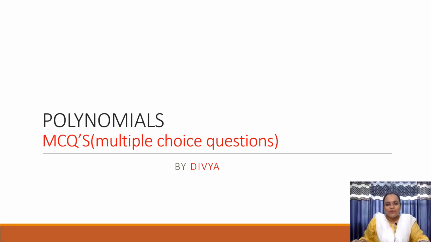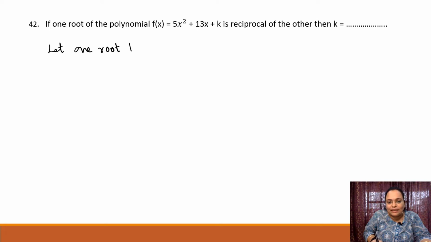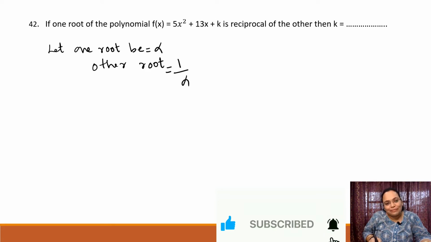In today's video, we will be covering multiple choice questions from the chapter Polynomials. The next question is, if one root of the polynomial is the reciprocal of the other, let one root be alpha. If one root is alpha, what will be the reciprocal of the other root? The other root will be 1 by alpha. Right? If one root is alpha, the other root will be 1 by alpha.